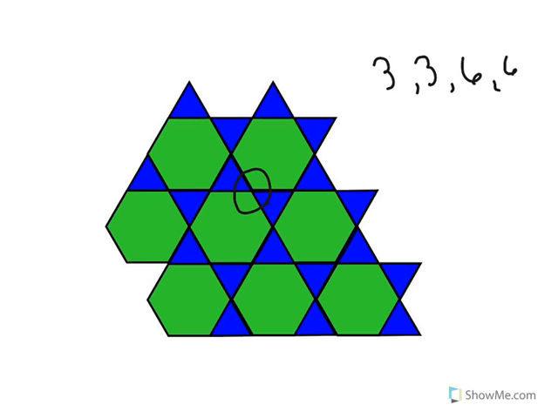Let's check another vertex. Yep, 2 hexagons, 2 triangles. Again, 2 hexagons, 2 triangles, all the way around. Everywhere I look, every vertex has 2 hexagons and 2 triangles, making this a semi-regular tessellation, 3, 3, 6, 6.